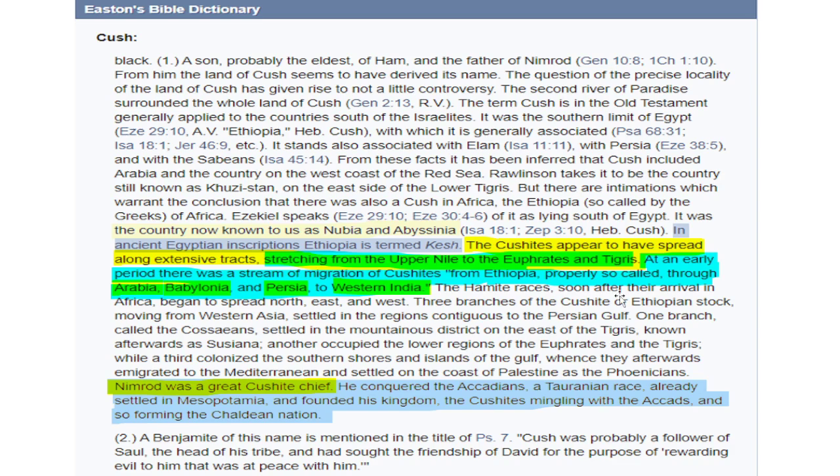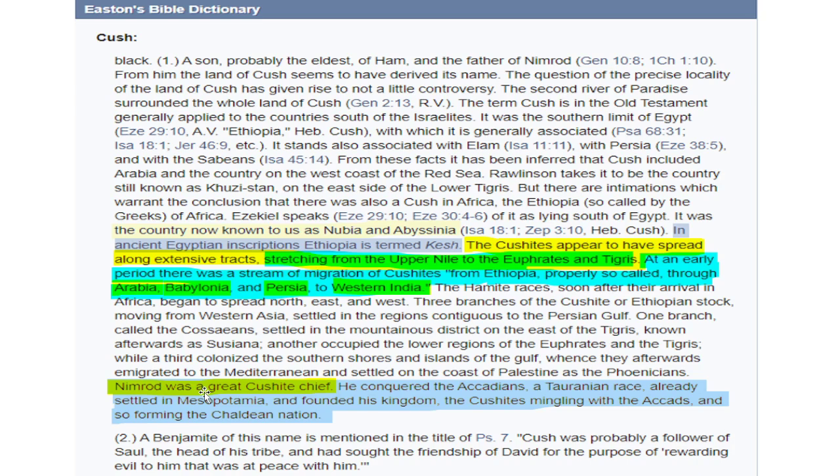Anyway, it says the Cushites appear to have spread along extensive tracts, stretching from the upper Nile to the Euphrates and Tigris. At an early period, there was a stream of migrations of Cushites from Ethiopia properly so called through Arabia, Babylonia, and Persia, and Western India. See that? Babylonia is the important part. Babylon. Right? That's with Nimrod. That's where we go back to Nimrod, which we'll go down to here.